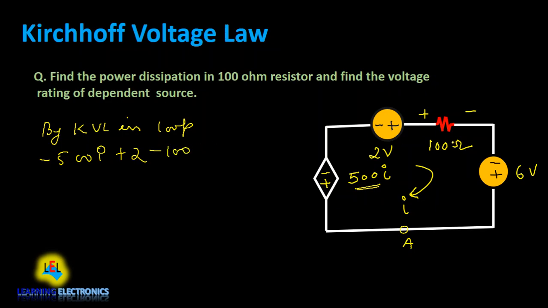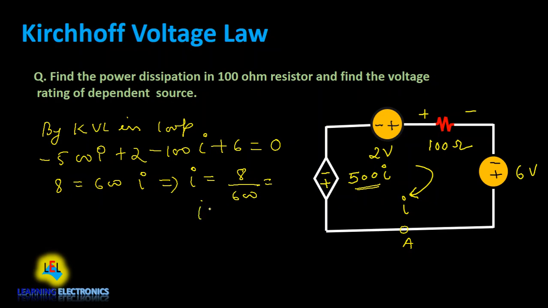100, and the current through the 100 ohm is I. Again for this 6 volt source, we move from negative to positive, we take it as plus 6. And the sum of all these voltage drops and voltages will be equal to 0. Now from this equation we get 8 is equal to 600 I. So I is equal to 8 upon 600, which is equal to 13.33 milliampere.